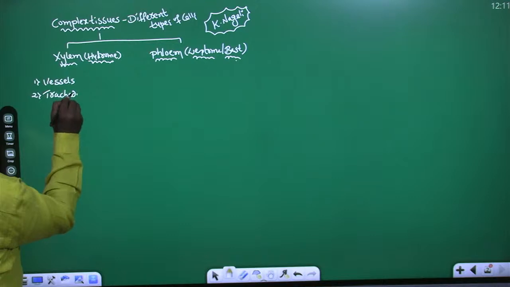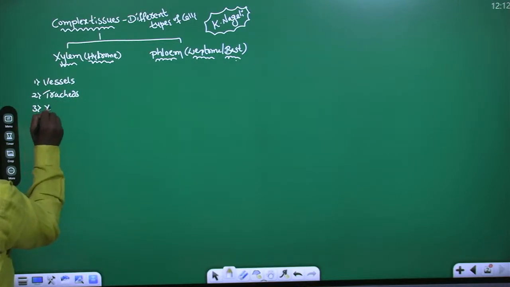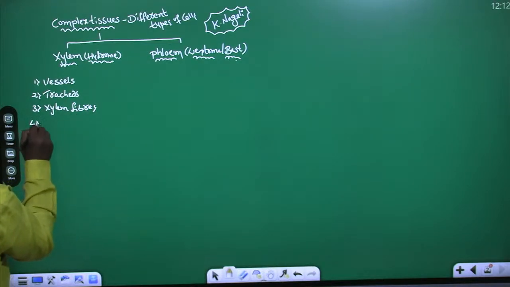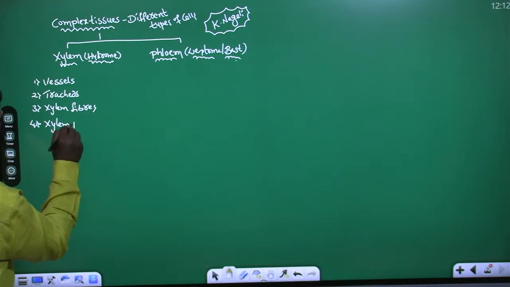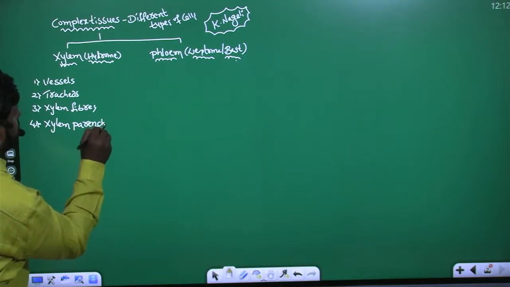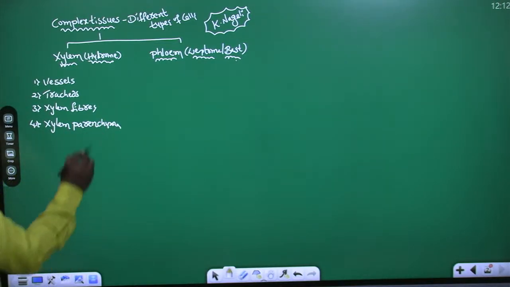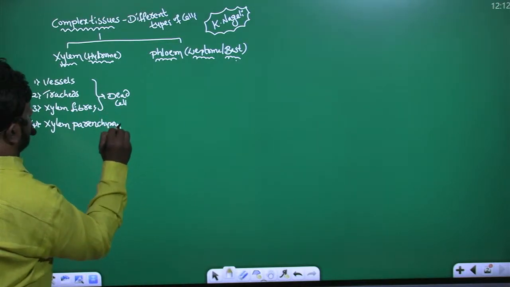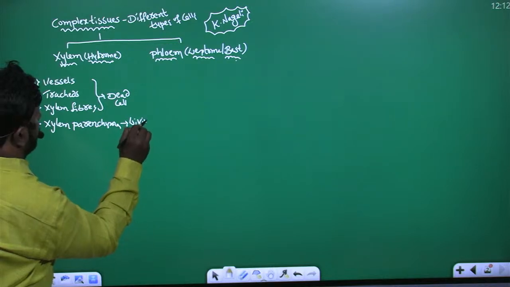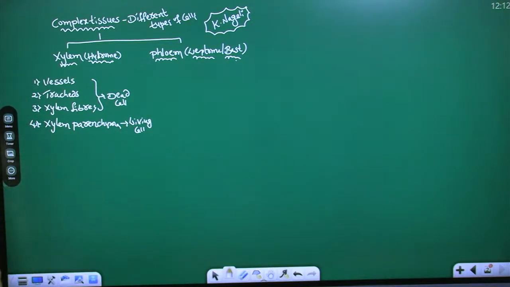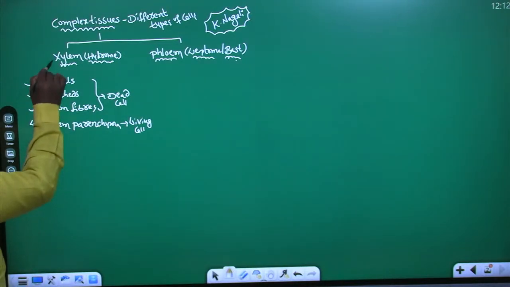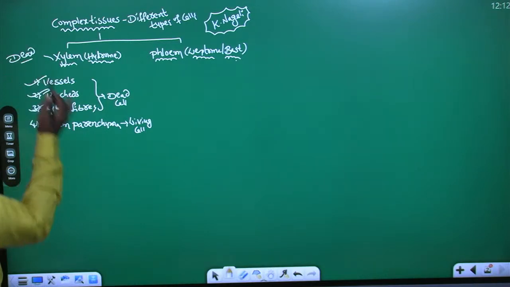And see, generally xylem is made up of four types of elements, which include vessels. Second one is the tracheids. Third one is the xylem fibers, and fourth one is the xylem parenchyma. So vessels, tracheids, fibers are all dead cells, but xylem parenchyma is the living cells. In case of xylem, the majority of elements, 75%, are dead. That's why xylem is considered as the dead tissue.